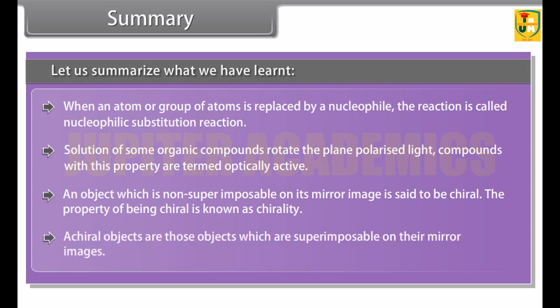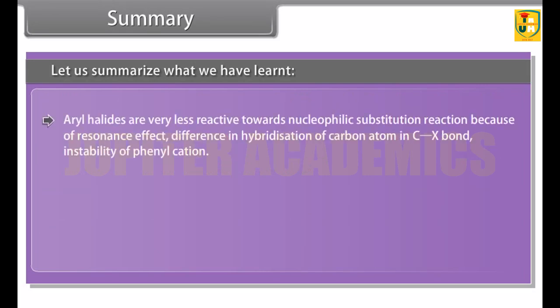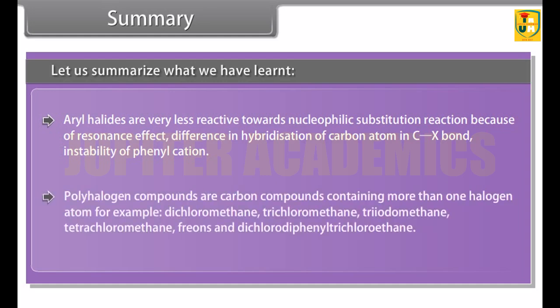Achiral objects are those objects which are superimposable on their mirror images. Aryl halides are very less reactive towards nucleophilic substitution reaction because of resonance effect, difference in hybridization of carbon atom in C-X bond, and instability of phenyl cation. Polyhalogen compounds are carbon compounds containing more than one halogen atom. For example, dichloromethane, trichloromethane, triiodomethane, tetrachloromethane, freons, and dichloro-diphenyl-trichloroethane.